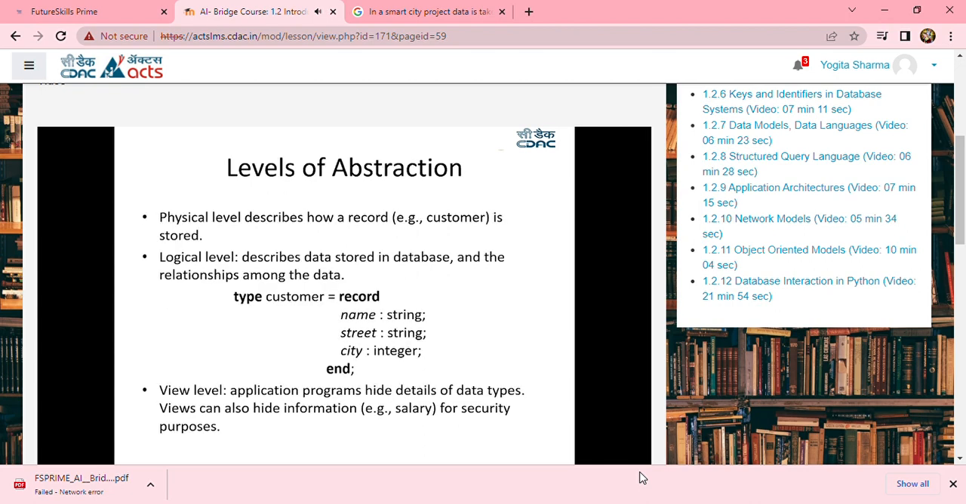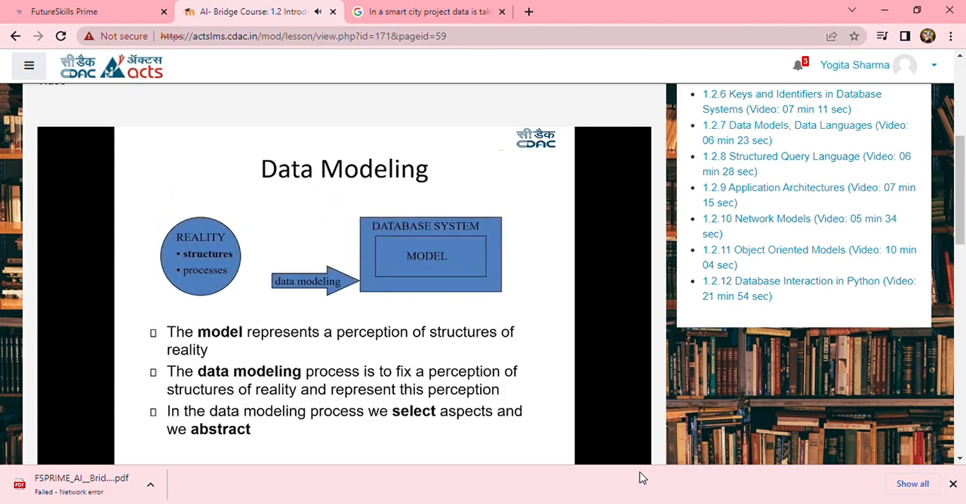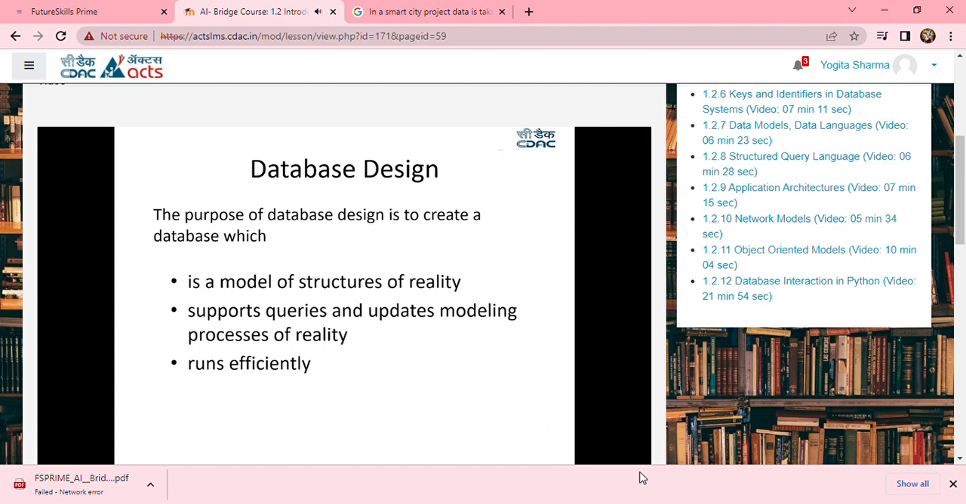With this understanding of database design, in the further session we will move ahead with what we understand from the abstracts point of view. Because in this session we have seen that while doing the data modeling process, we select the aspects and we select the abstracts. How we can select those abstracts will be studied in the next session. Till then, happy learning.